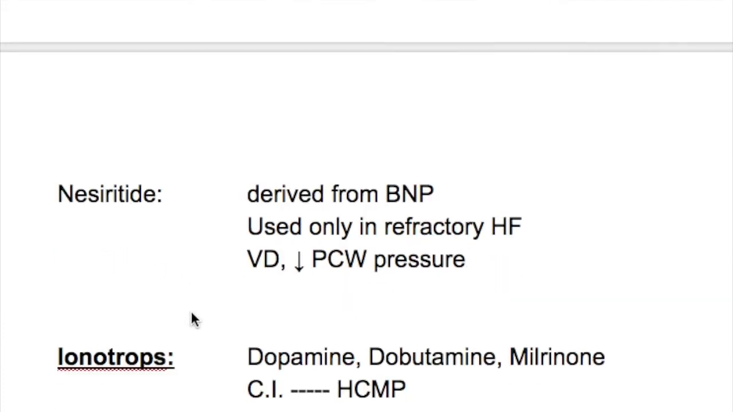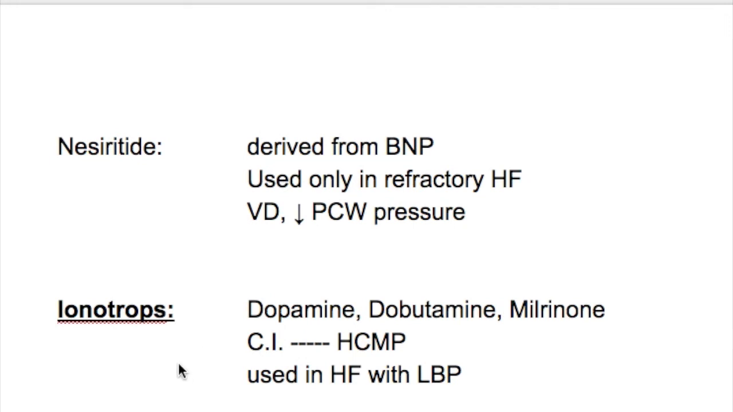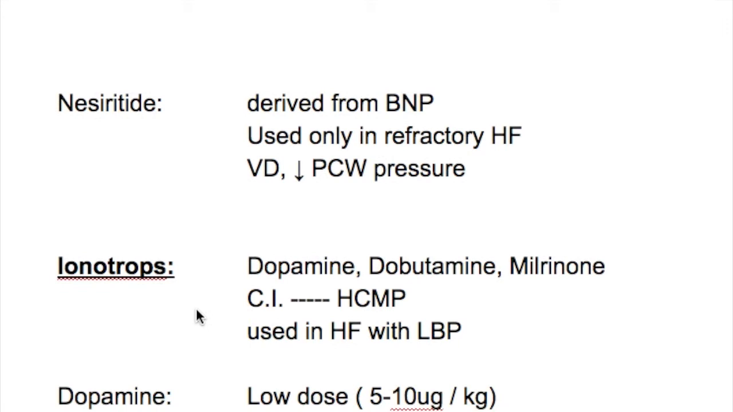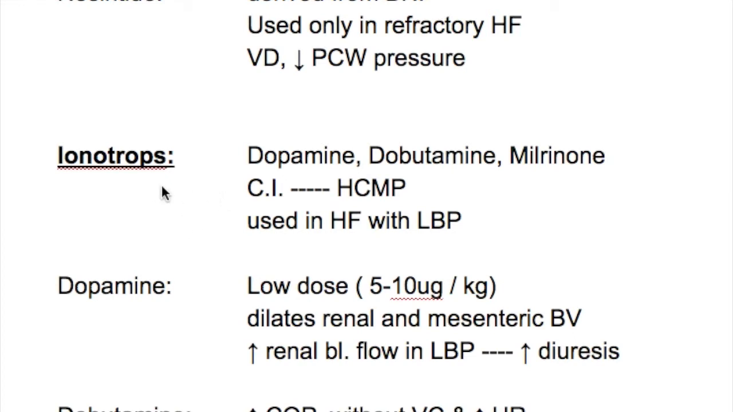The inotropes. What are the inotropes? Dopamine, dobutamine, amrinone, and milrinone. What is the contraindication to the inotropes? They are contraindicated in hypertrophic cardiomyopathy, and they are used in heart failure with low blood pressure.